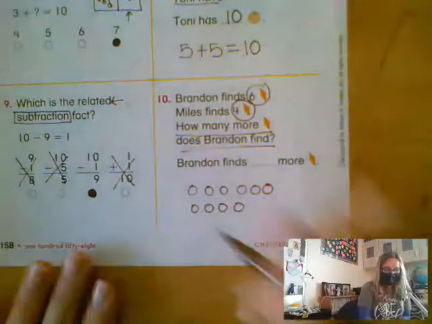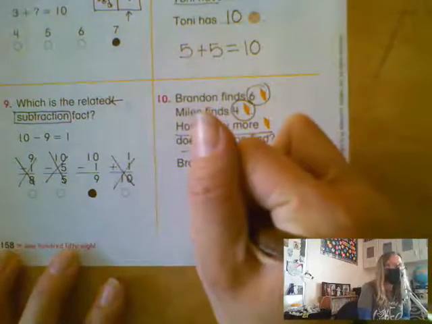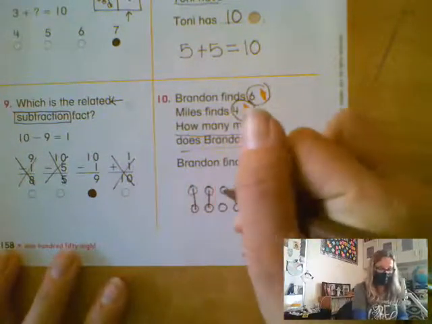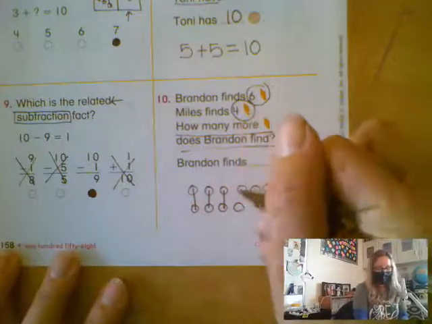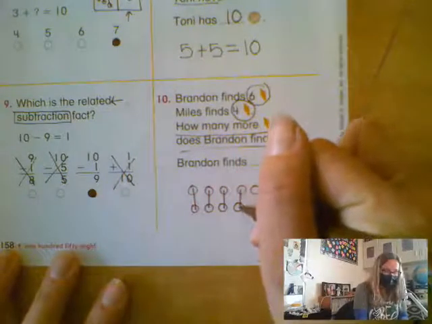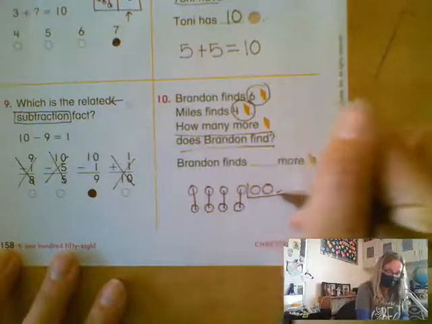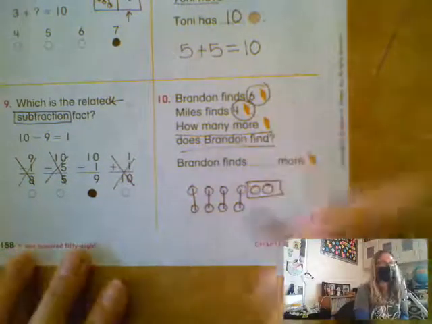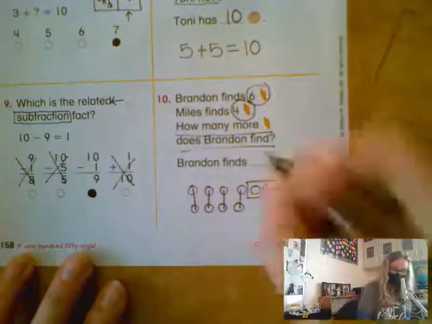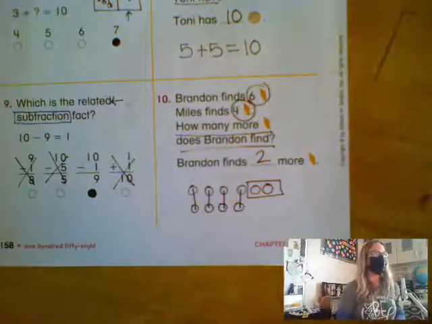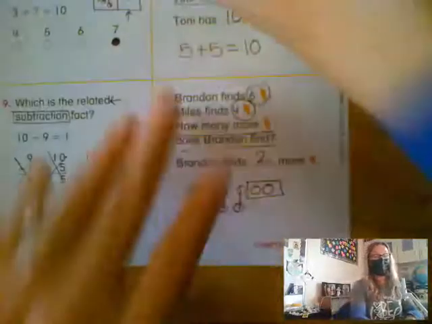Ready? They both have 1. They both have 2. They both have 3. They both have 4. Uh-oh, do they both have 5? Do they both have 6? No, so here's our difference. How many more does Brandon have, Beckett? 2 more. Good job.